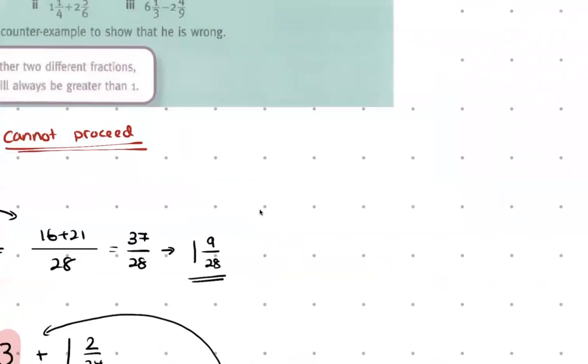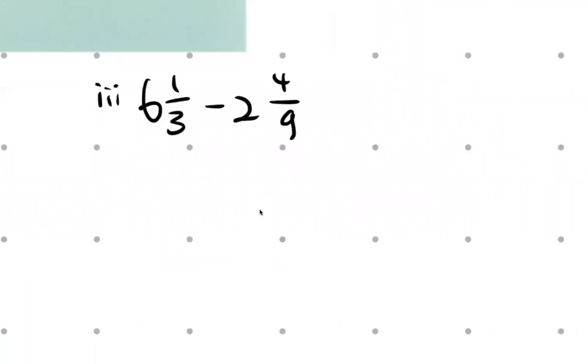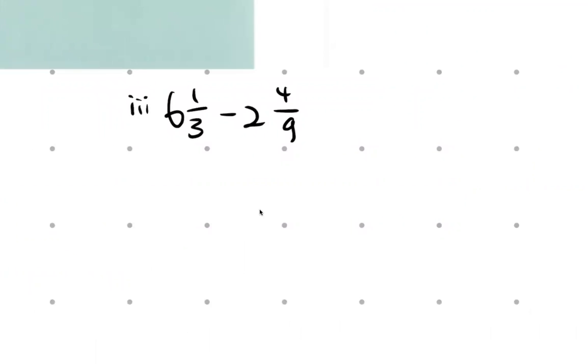Okay, for number 3, I prefer to do it this way every single time when there's a subtraction. Every time there's a subtraction, I will not hesitate to just change everything to mixed number, I mean improper fractions. Immediately, I'll change all of it. So the first one, I'll change it to 19 over 3. The second one, I'll change it to 22 over 9. Okay, I won't do anything else because to me, this is more important.